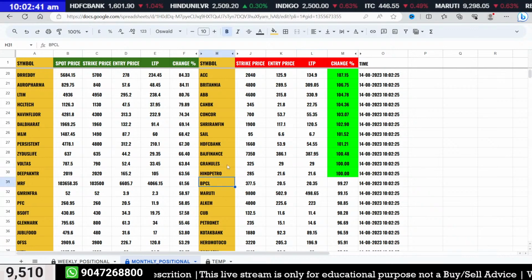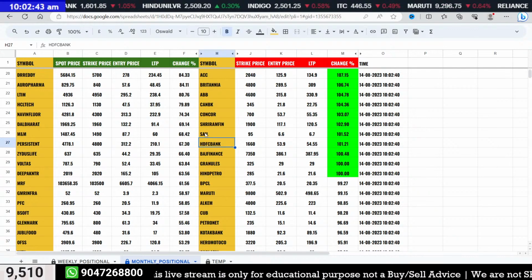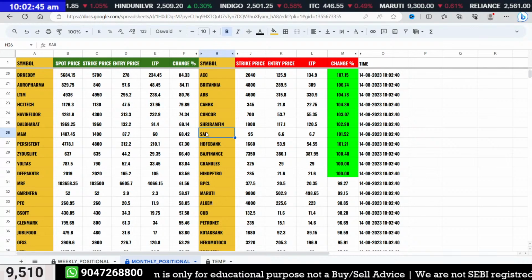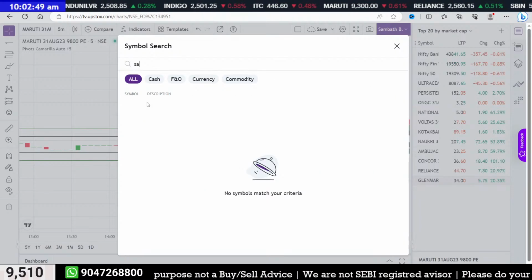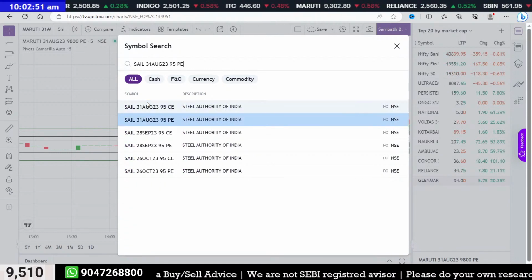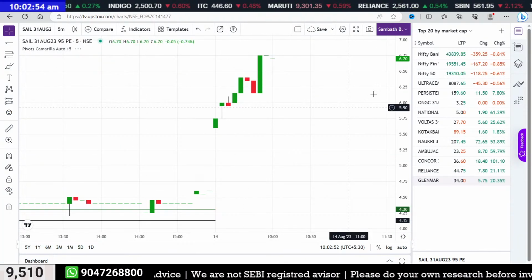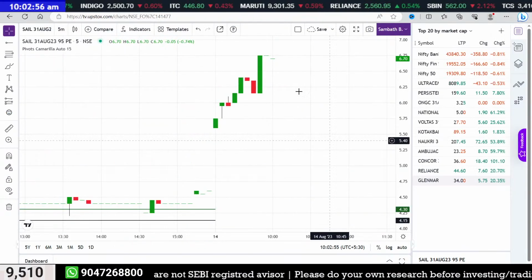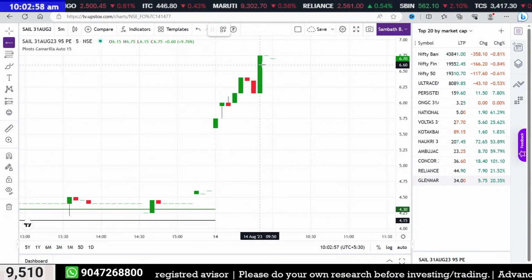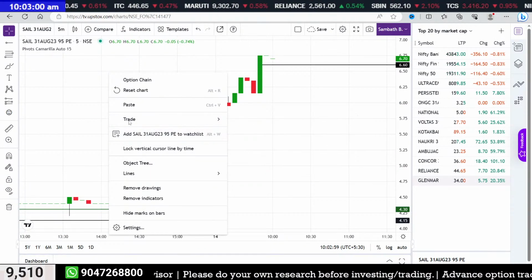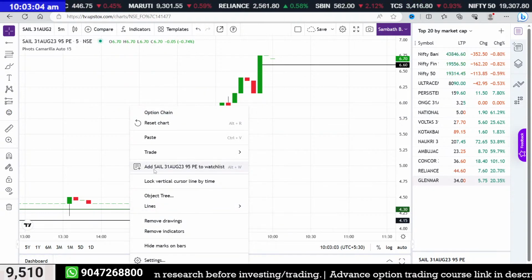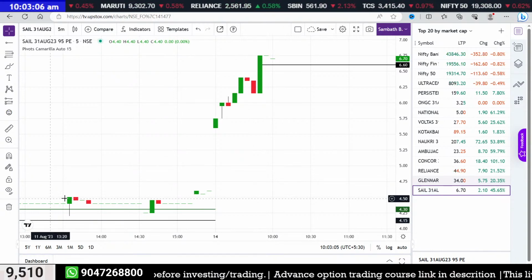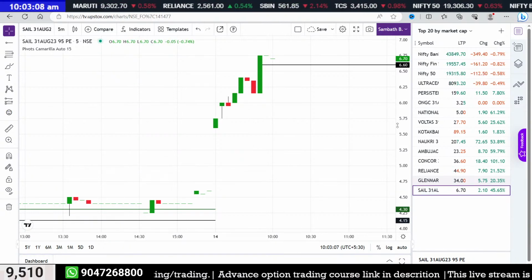Then BPCL is at the same price, it is not moving. HDFC Bank and SAIL, I think SAIL triggered at 95. SAIL 95 put option on monthly positional, because we have enough time to hold it. 6.7, 6.6 is our entry point. The lot size is big, no problem, so we have to wait on a holding basis. 8,000 is the lot size. 6.6 is our breakout point.